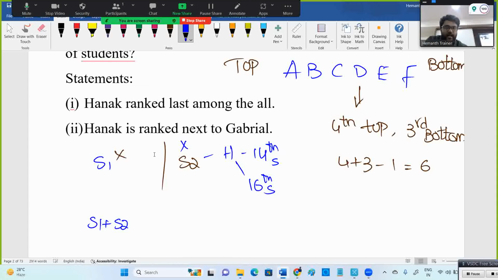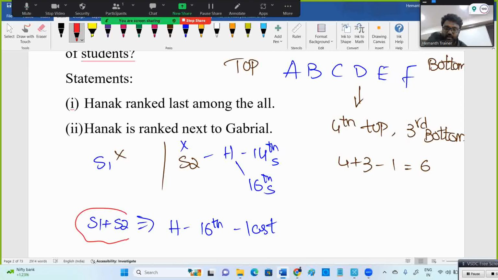So now 1 and 2 together, what do we have? The first one, Hanank is the last. 14th means it's not last. Already 15th is there. So from together, Hanank is 16th, and it is the last one. Means the total number of students is 16. So together, we are able to find the total number of students. Together possible.